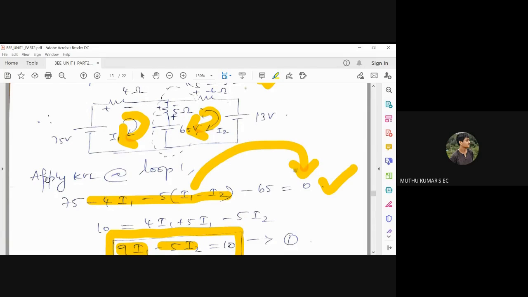Yes, sir. Now write the equation for the second loop. So this is finished. Others, please understand and do the problem. I don't want anybody to just copy it from what I'm projecting on the screen. Please understand and do. Any doubts, please unmute yourself and ask. Don't hesitate.